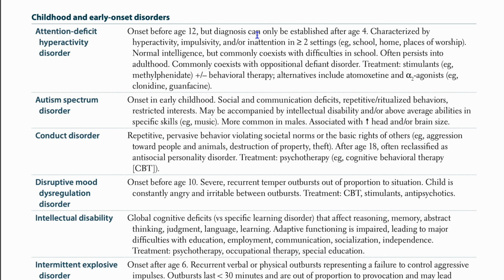Childhood and early onset disorders. So, attention deficit hyperactivity disorder, or ADHD. Onset before age 12, but diagnosis can only be established after age 4. Characterized by hyperactivity, impulsivity, and/or inattention in two or more settings like school, home, place of worship, right? So that's what the scenario is going to be like. The child is hyperactive at home and at school, and the teacher complains of it all the time, right?